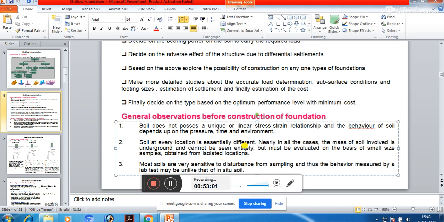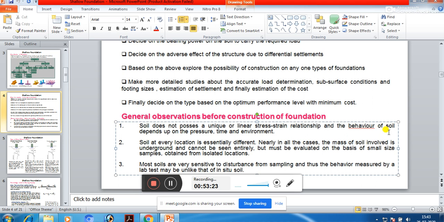If you cannot collect the soil sample properly, then your testing will be wrong in the lab, and you will be coming up with different soil parameters which do not resemble the characteristics of soil on the ground, and thus you will end up with a wrong foundation type selection and design. So you should be very cautious about these things.